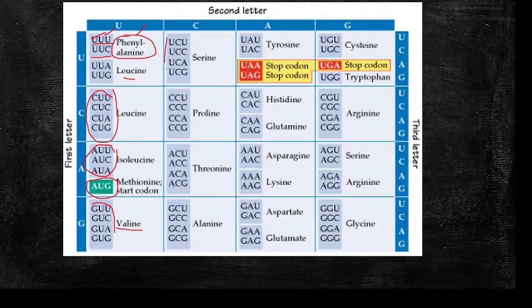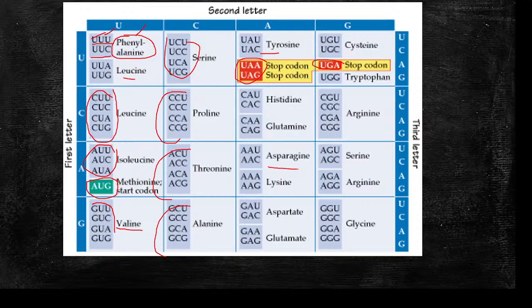and these 3 codons code for serine. These 4 codons code for proline, these for threonine, these for alanine, and these 2 for tyrosine, and UAA and UAG are nonsense codons, that is, they are stop codons. Similarly, UGA is a stop codon. Similarly, there are other codons that code for specific amino acids.